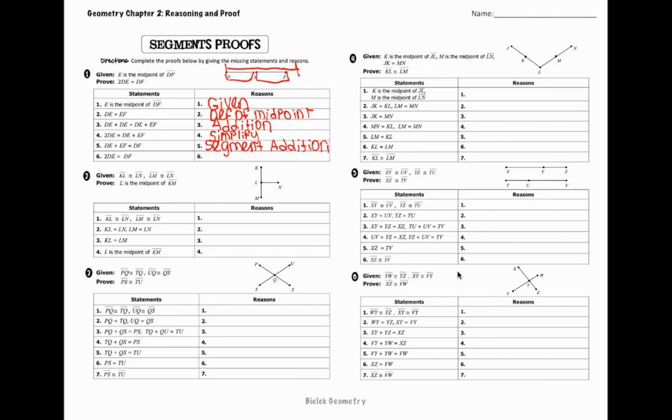And then on that last line, they're saying 2 times DE equals DF. So they can do that because if you look at line 4 and line 5, notice how 2DE and DF are equivalent to the same thing. So that would be substitution.